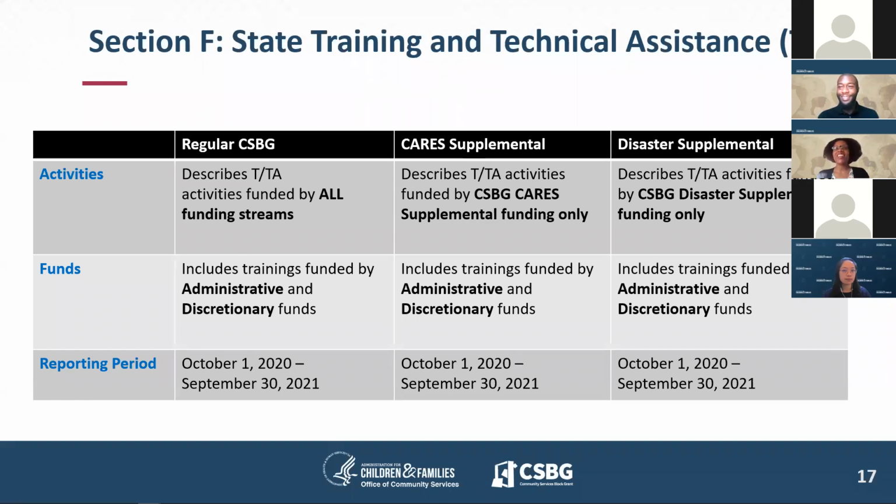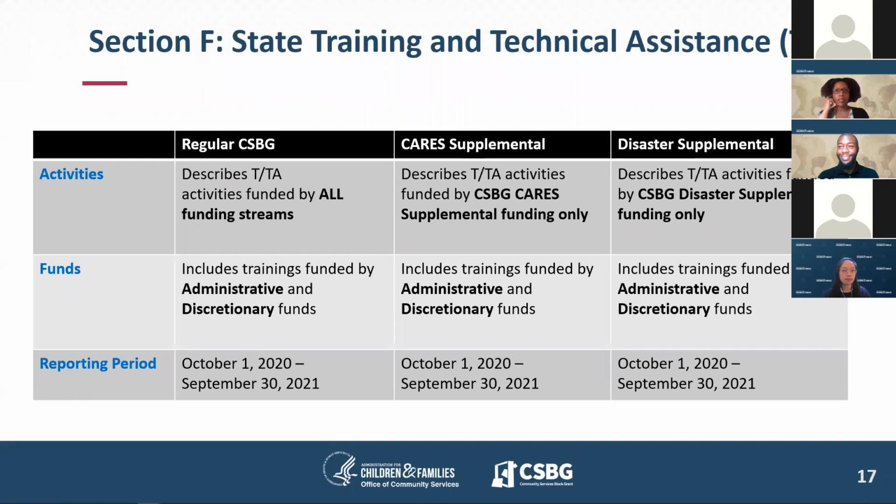Thank you, Monique. During this section of this presentation, I will discuss the reporting requirements for section F on training and technical assistance for all 3 annual reports. In section F, OCS emphasizes the importance of training and technical assistance provided to CSBG eligible entities. Whether provided directly by the state office or indirectly by a contractor, training and technical assistance is a critical function of the state CSBG office.